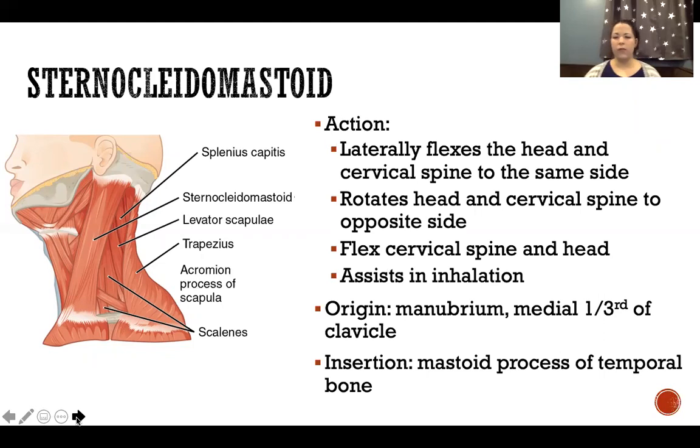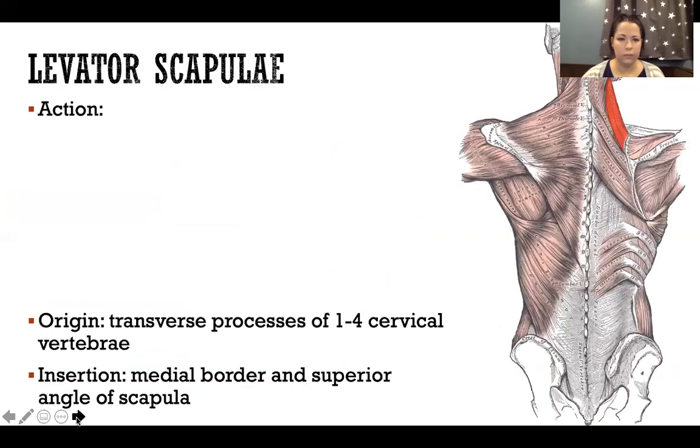So it laterally flexes the head and cervical spine to the same side. It rotates the head and cervical spine to the opposite side. And then if they contract bilaterally, just like with the scalenes, I'll get flexion of the cervical spine and head. And if my head stays still, it'll lift up and assist in inhalation.